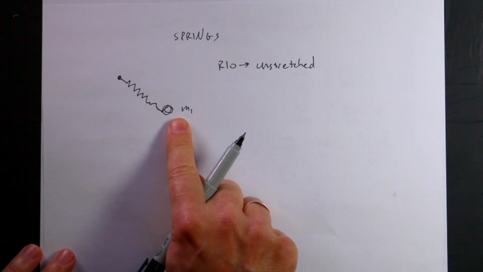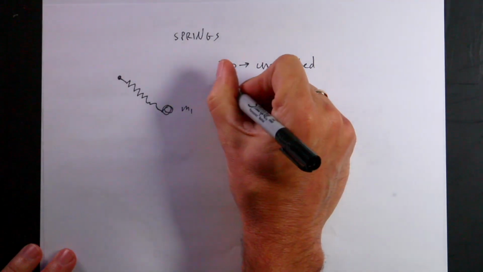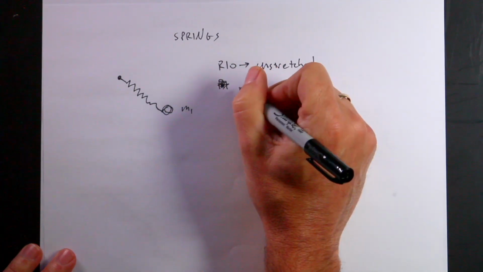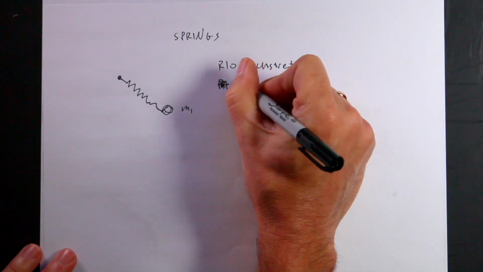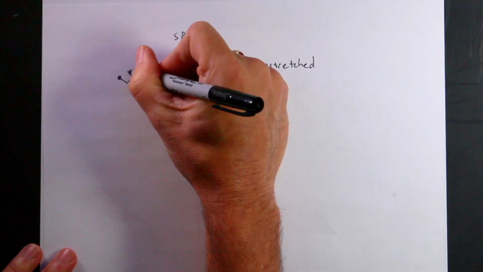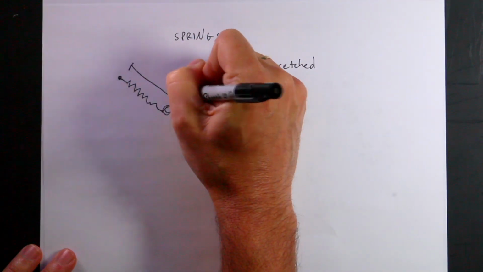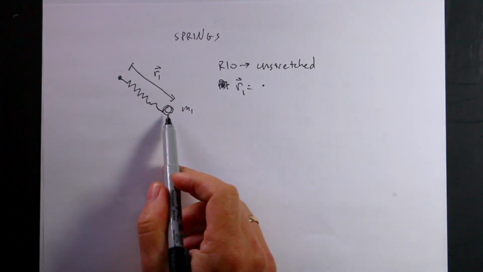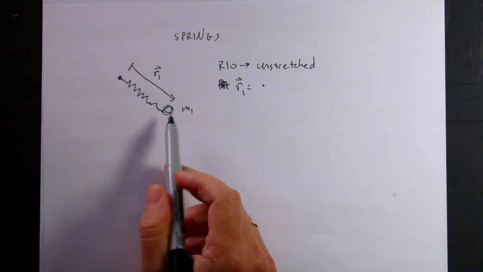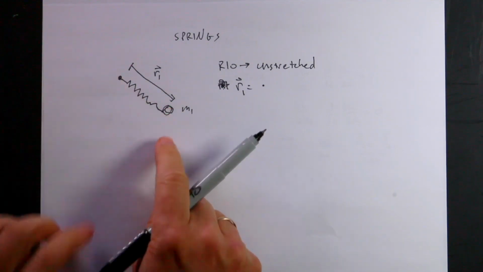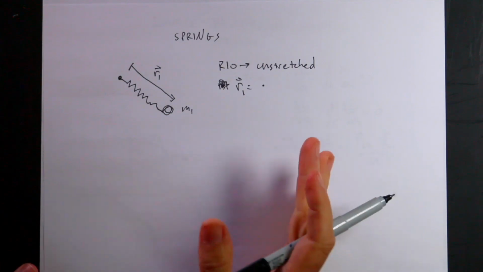Then let's call this R1, which is going to be the vector from here to there, from the pivot point to the mass. And so I can find that. If I know the location of these 2 things, then it's just going to be the vector difference between those 2. And then I need to know the spring constant.